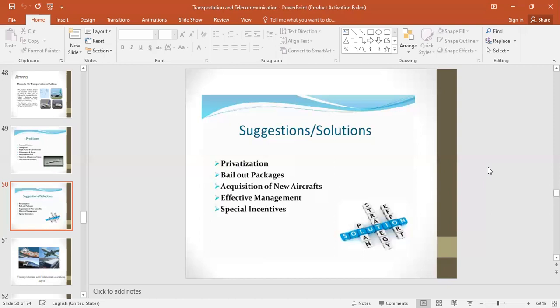Not only will we be able to boost or establish our international air network system, other than that, industrialization could happen, right? And definitely Pakistan's economy could be boosted in a better way, right?